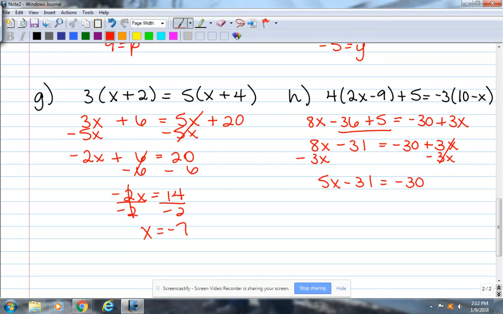Now what can I do to get x by itself? Add 31. So I have 5x equals what? What's negative 30 plus 31? 1. And now divide both sides by what number? Not 1. Yeah, the one with the variable. I know it looks weird. And x equals, do not tell me that is 0.2, leave it 1/5. It's perfectly okay to get fraction answers. Okay? Just make sure they're simplified, and 1/5 is a simplified fraction.